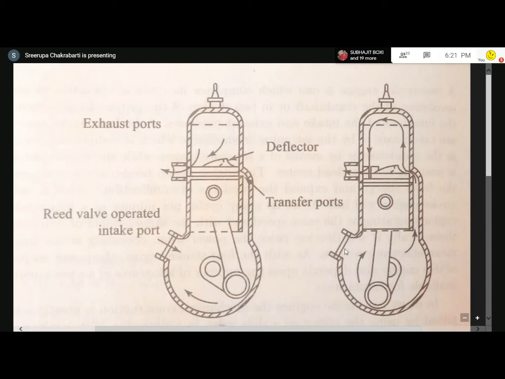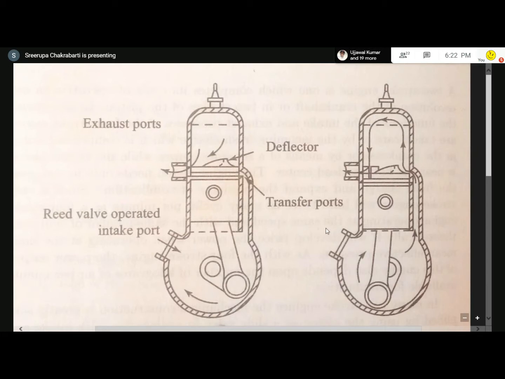inward. Now this is a valve, we call it valve, or we can call it port also. This is not a poppet type valve which is there in a four-stroke engine. This is a kind of diaphragm type of valve. It's just a plate which is pressure operated. So when the pressure on this side is decreased, pressure on the other side is increased.